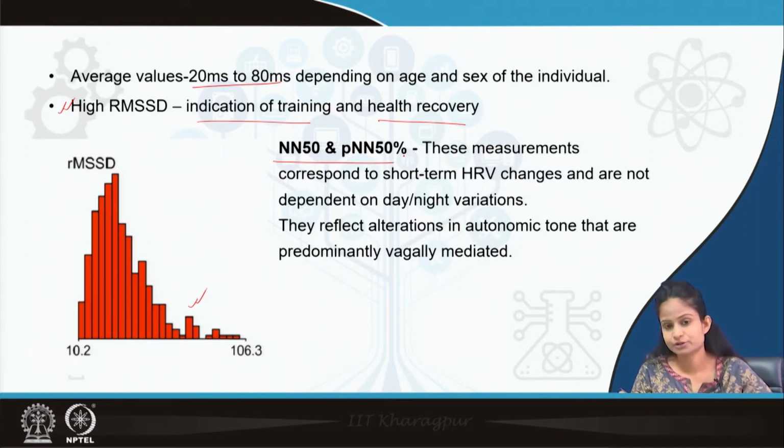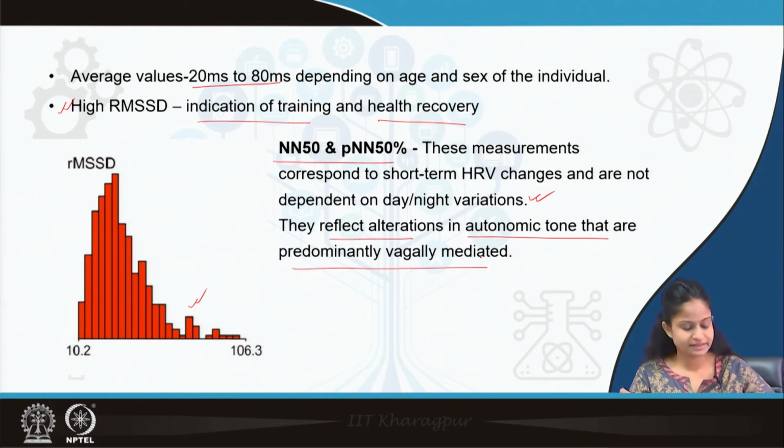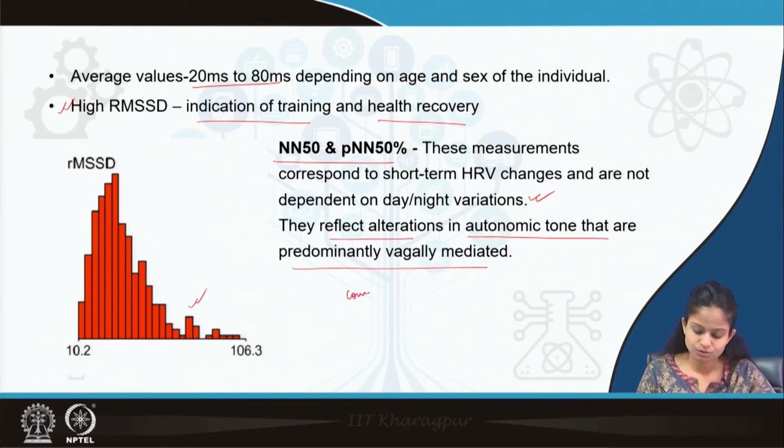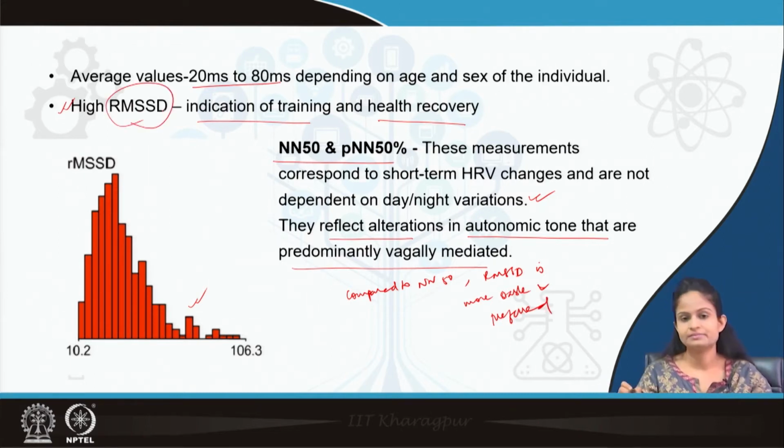NN50 measurements also correspond to the short term HRV, which are not usually related to the cyclical or the day and night changes, and they are also usually parasympathetically or vagally regulated. So, they reflect alterations in autonomic tone that are predominantly vagally mediated. So, that is NN50. Now, if we are asked which one is a better indicator, whether it is NN50 or RMSSD, because both are vagally mediated, compared to NN50, RMSSD is said to be more stable and preferred. So, out of these two indices, RMSSD and NN50, we prefer RMSSD values.